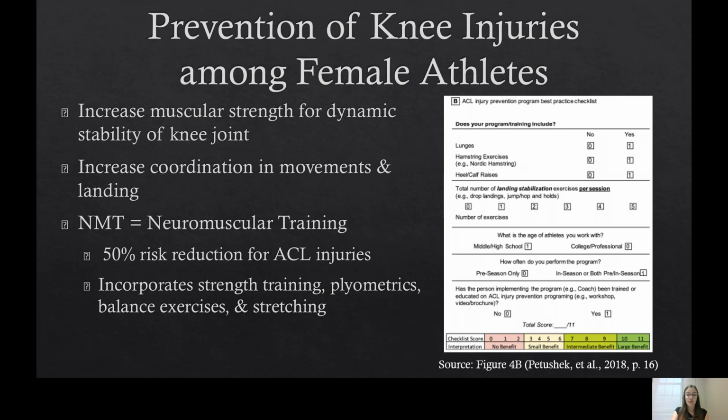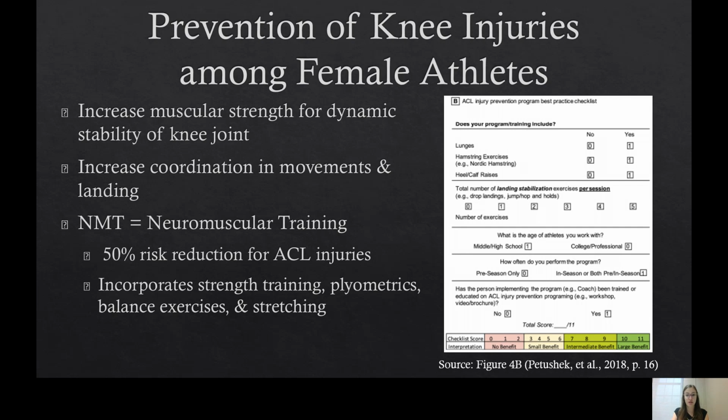So due to the high prevalence of knee injuries among female athletes, many have studied effective interventions for reducing this risk. One key approach is to use strength training to increase muscular strength to promote dynamic stability of the knee joint. Specifically, the hamstrings are often targeted to obtain more balance strength compared with the quadriceps. Also, using drills to increase coordination throughout the range of motion of sports movements and landing can establish healthier motion patterns to avoid the valgus knee and pronated ankle.